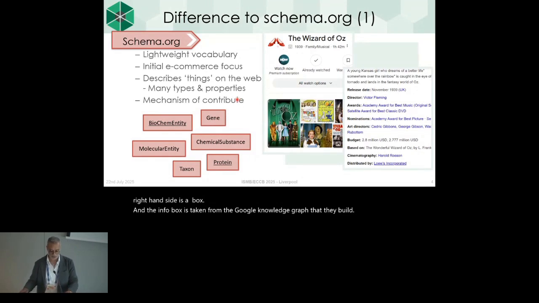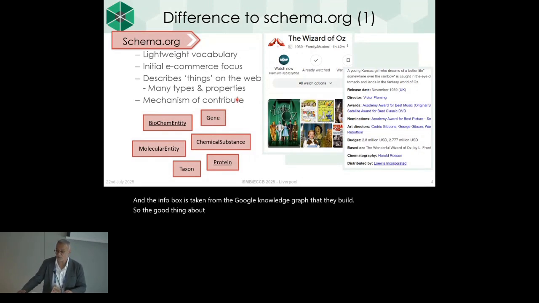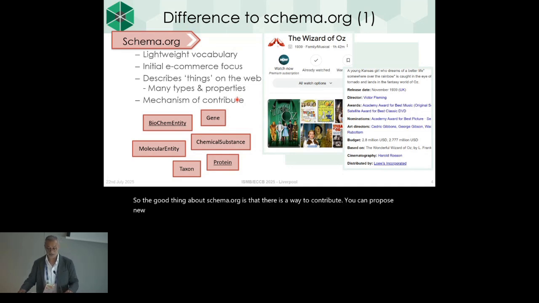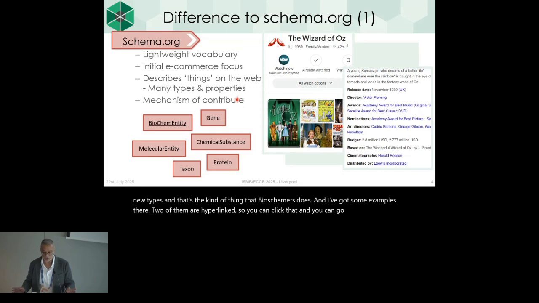The good thing about schema.org is that there is a way to contribute. You can propose new types. And that's the kind of thing that Bioschemas does. And I've got some examples there. Two of them are hyperlinked, so you can click that and go to schema.org and you can see that it's been contributed by the Bioschemas group.